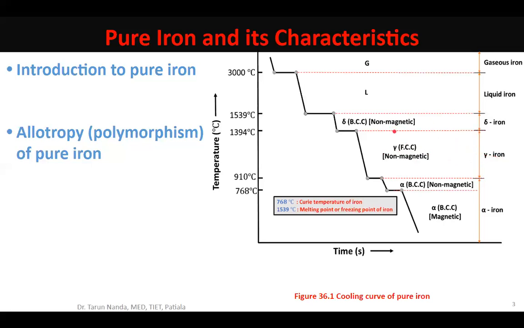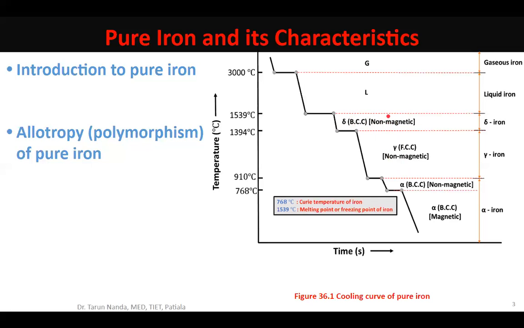Then at 1410, this FCC crystal structure again starts getting transformed to BCC crystal structure. So again, we have a phase change at 1394, not 1410, sorry, 1394. This FCC crystal structure starts transforming to BCC crystal structure. But students, this BCC iron that you now see between 1394 and 1539, and the one you saw below 910, both are BCC. But mind it, because here the iron is at a significantly higher temperature, the lattice dimensions are different.